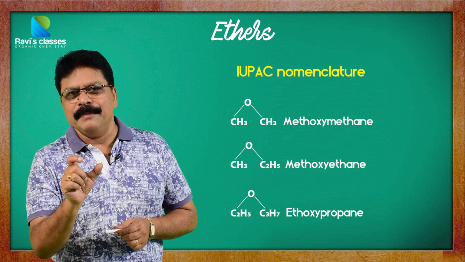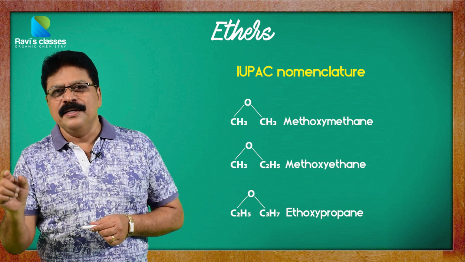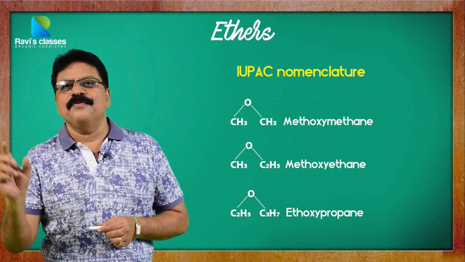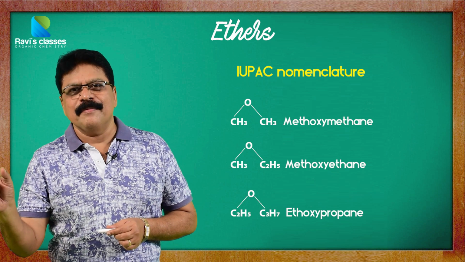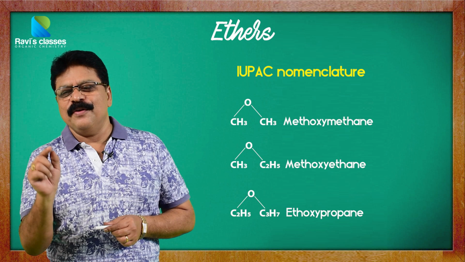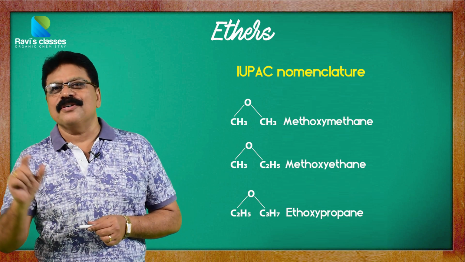It is called methoxymethane. So if you have CH3OC2H5, there are two different stems. One has one carbon, the other has two carbons. So we use the longer carbon chain as the root name. So it is an ethane. What kind of an ethane? One where one of the H of ethane is substituted by a methoxy. So it is called methoxyethane.